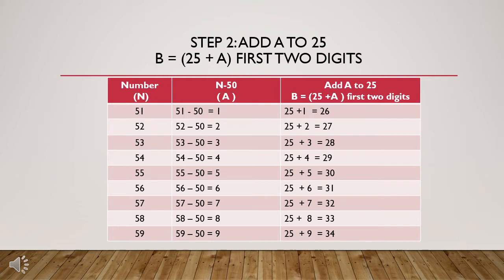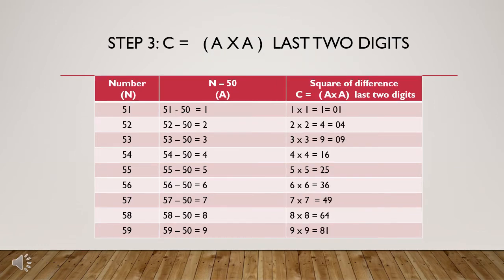Okay, let's go for 58. For 58, first we'll subtract 50 from 58, which is 8. Now we'll add 8 to 25, which equals 33. That is our first 2 digits. Now we are at step 3, through which we'll get our last 2 digits.